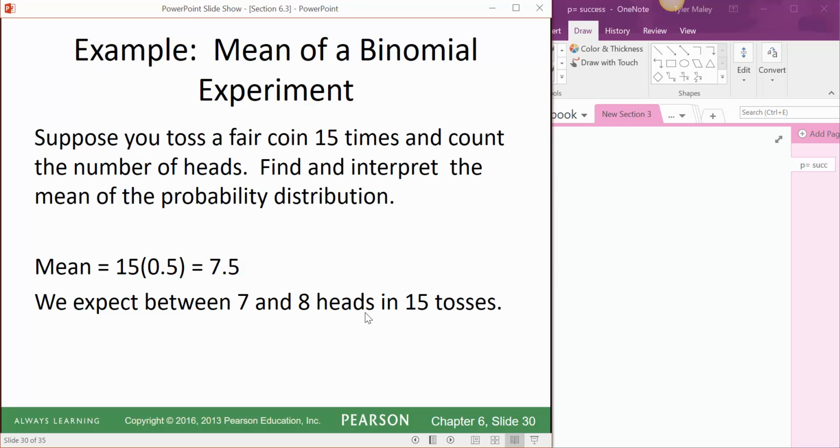And we can't get exactly 7.5 tosses to be heads. But if I toss 15 coins, I would expect to get between 7 and 8 heads, right? Because again, we can't get 7.5, so we would expect to get somewhere in between 7 and 8, roughly.